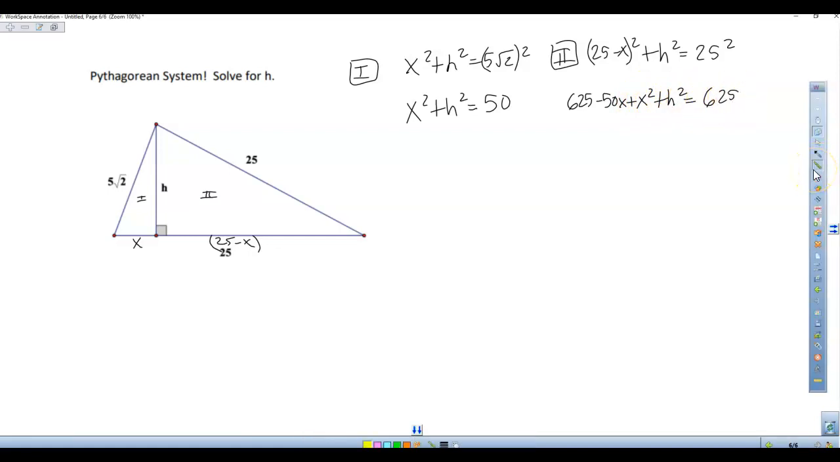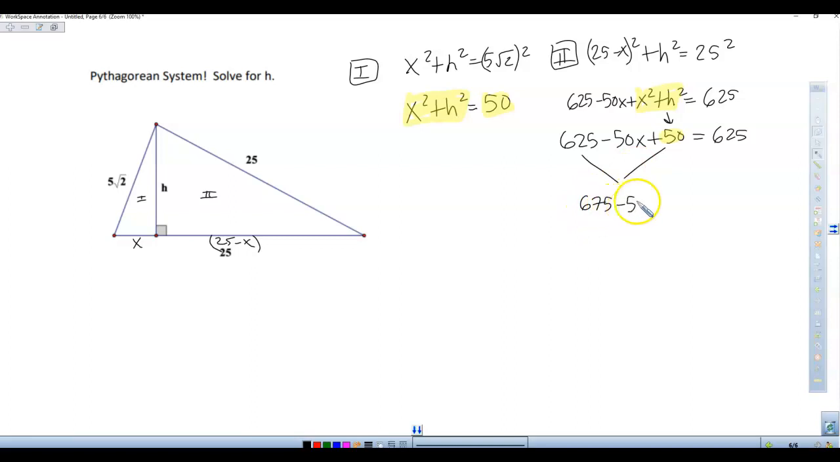Now remember, the crux for solving this is we're going to substitute for x squared plus h squared. So over here, where I see x squared plus h squared, I'm going to put a 50 in its place. So I have 625 minus 50x plus 50 equals 625. Then I'll combine my like terms, and I get 675 minus 50x is equal to 625. Then I'll subtract 675 from both sides. You get negative 50x is equal to negative 50. So then I get that x is equal to 1.